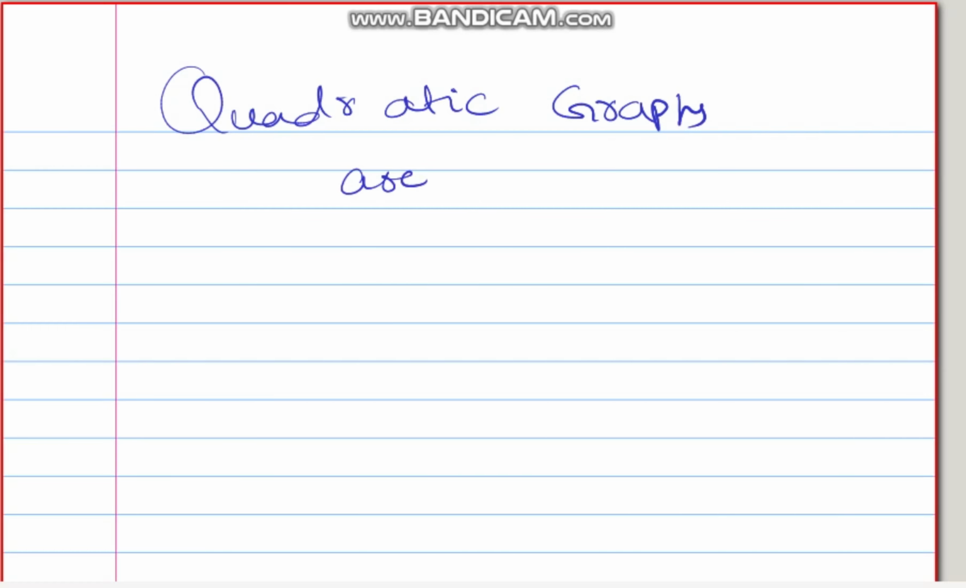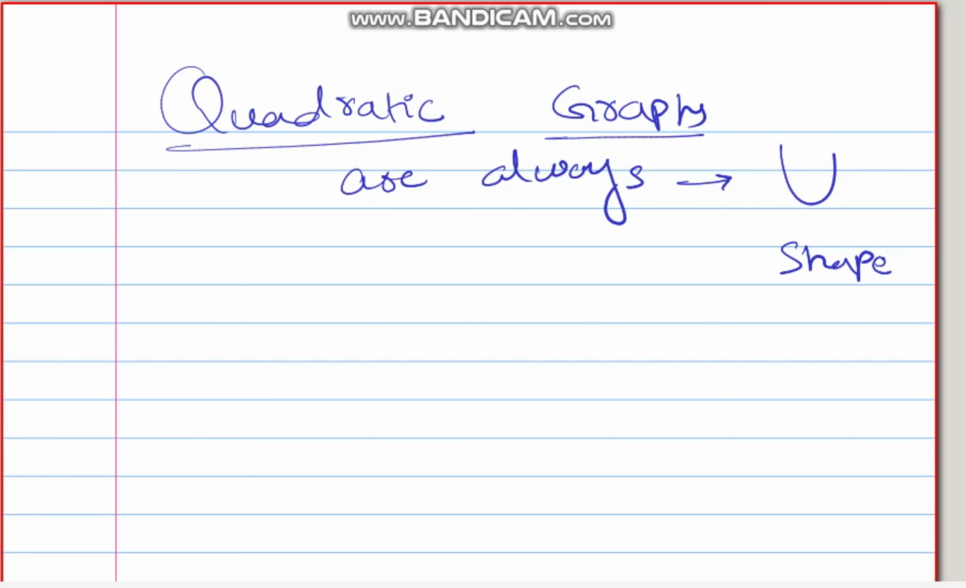Because it's not a V shape, it will always be a U shape because it's quadratic. Quadratic graphs are always U shape. And what do we mean by quadratic? Dear students, please note this thing. It's a very important point now. What I mean by quadratic: quadratic means the power of two. The power of two. It's a very important point.